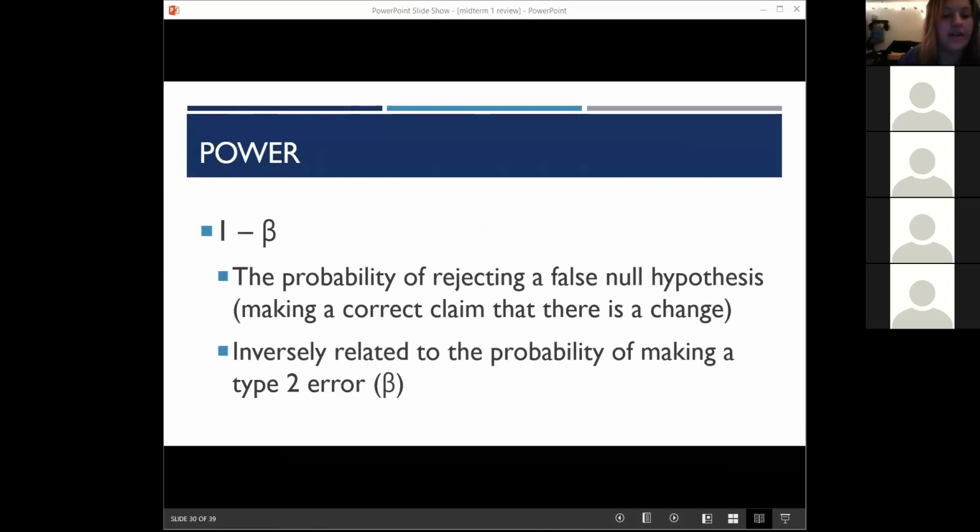Increase alpha, yes. If you increase alpha, then you're decreasing beta. So if you want to decrease your probability of making a type 2 error, you will increase alpha. So that's a good question.